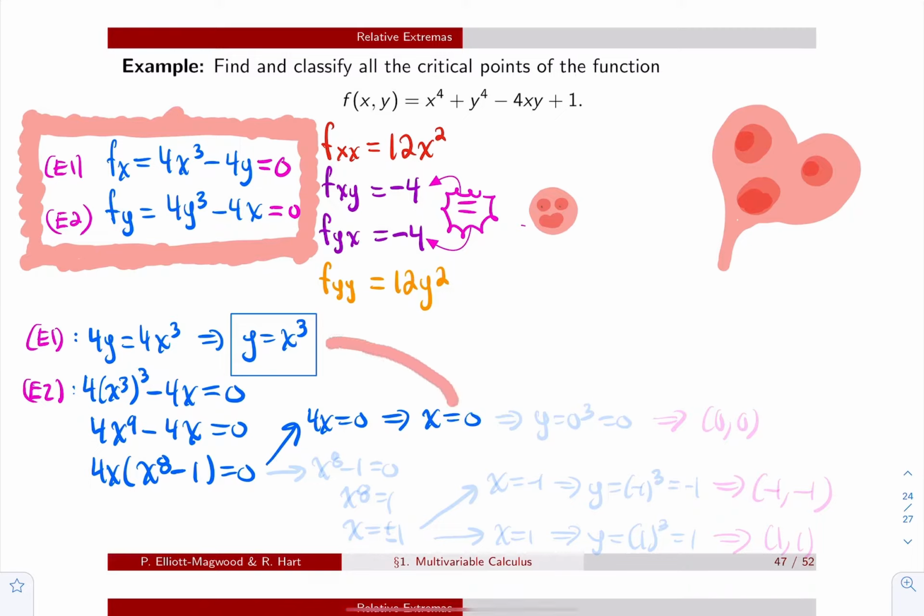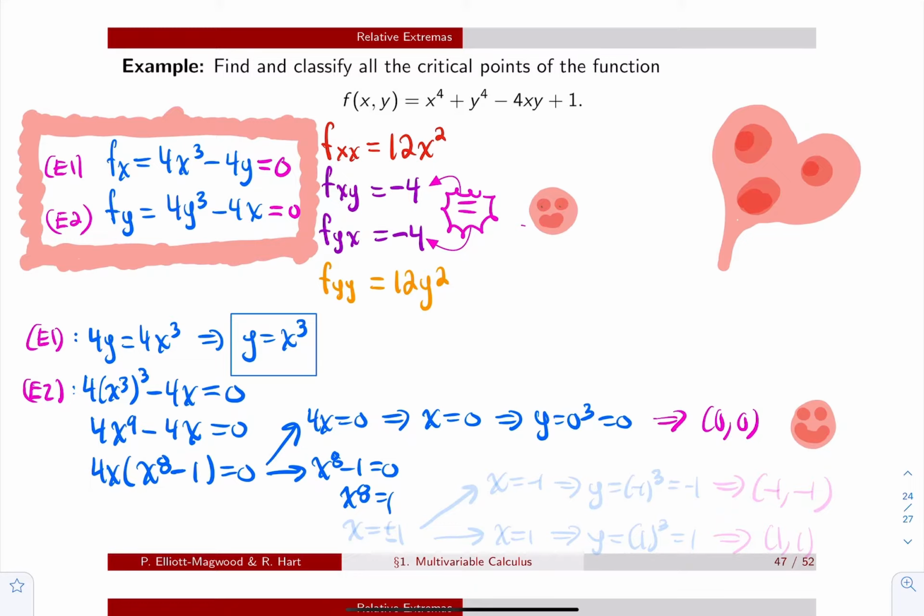And of course, with x equal to 0, because we know what the y is, it's 0 cubed. So y is going to be 0 cubed, which is 0. So this means that our first critical point is 0, 0. Now for the second one, I know that x^8 minus 1 is equal to 0. So x^8 is equal to 1.